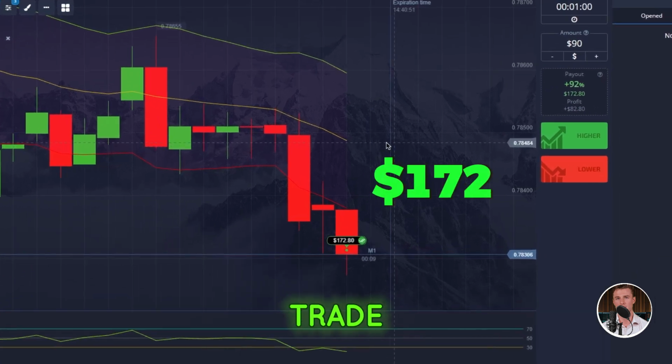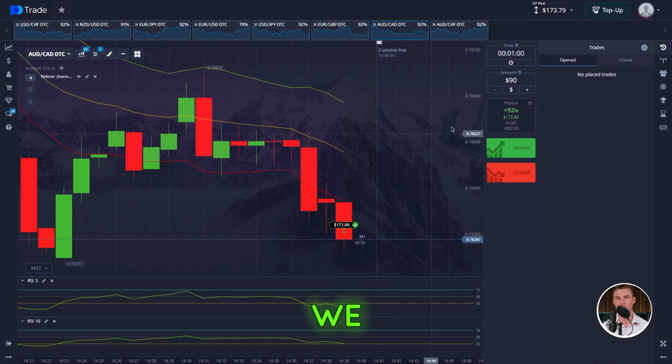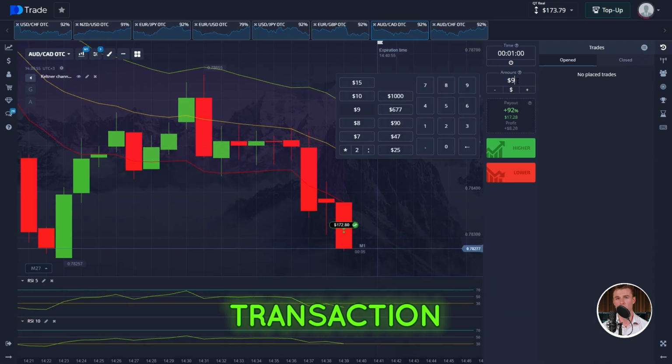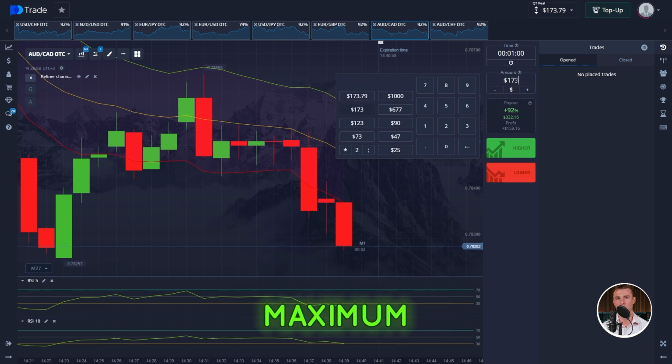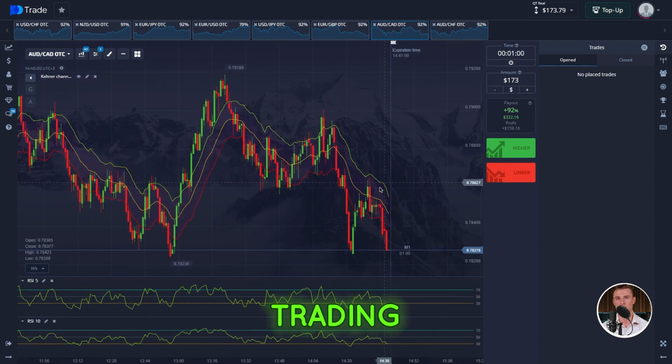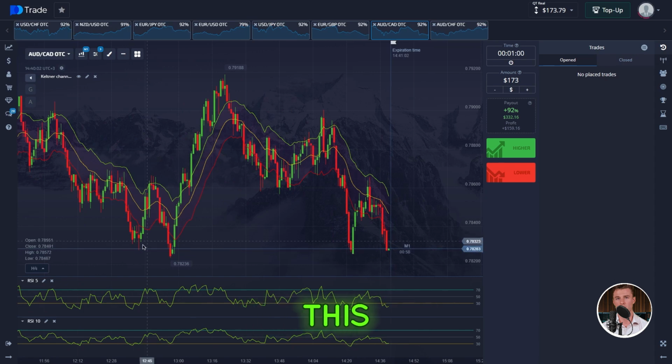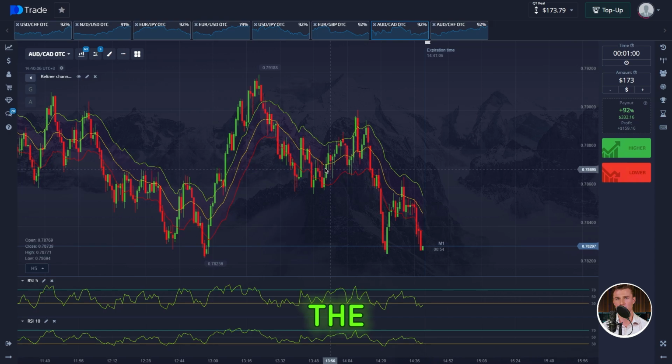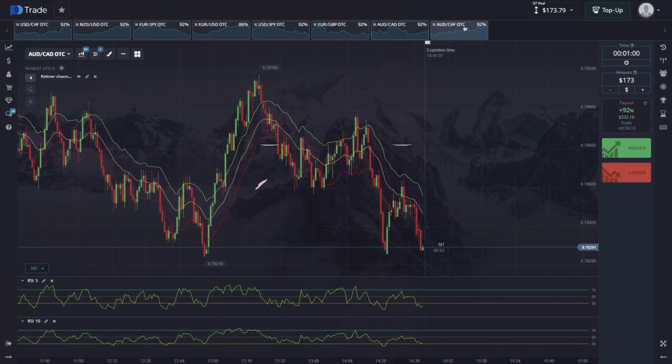And our next trade closes in a plus. We will change the amount of the transaction value, set the maximum again, and continue our trading. Everything happened in this transaction. As I said, we will select the next currency pair.